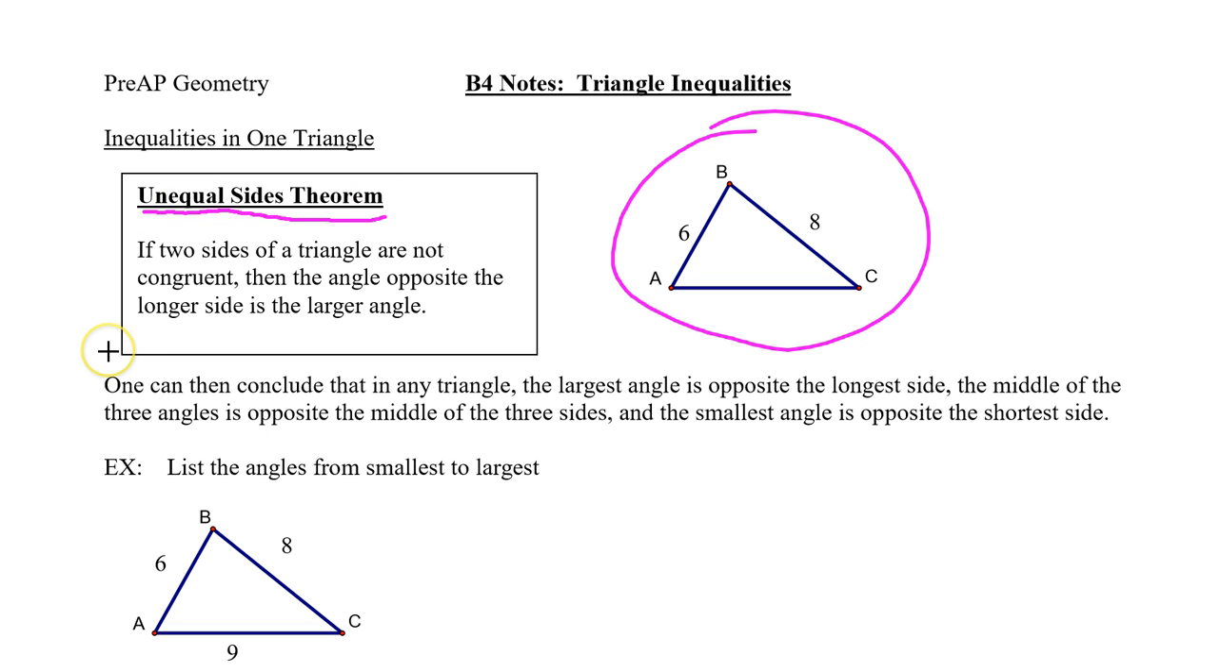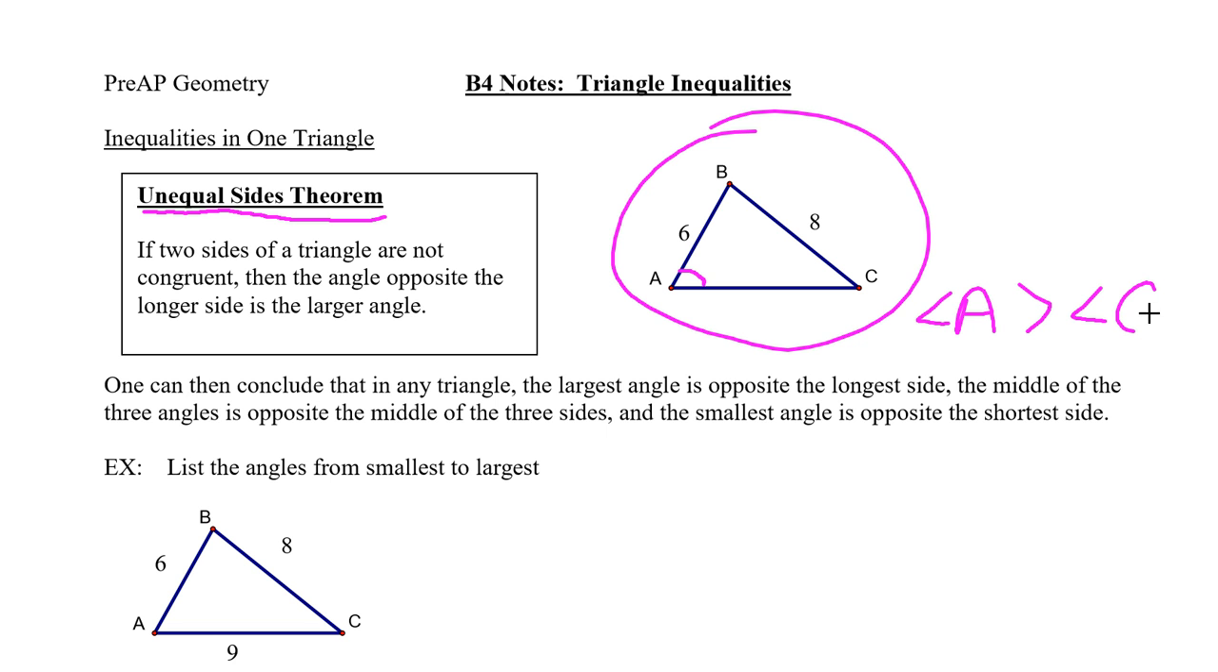It says if two sides of a triangle are not congruent, then the angle opposite the longer side is the larger angle. Looking over here, we've got a side length of 6 and a side length of 8. Clearly, 8 is the larger side. So it's saying that the angle opposite that longer side, which would be this angle here, is the larger angle of the two. So angle A is larger than angle C. We could write that: angle A is greater than angle C.